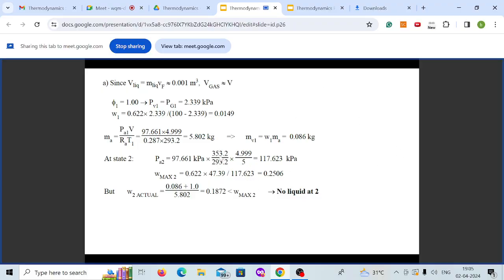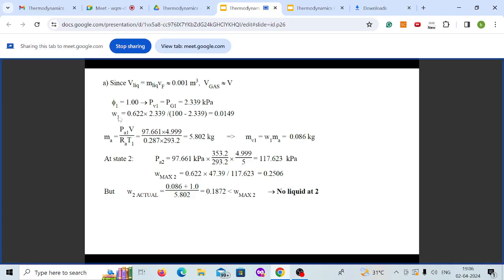Now we know the mass of liquid which is present. We can find the mass of dry air which is present. The mass of dry air, using the ideal gas equation, is PV by RT. The partial pressure of air is 100 minus the water vapor pressure, so 97.661 times the volume, which is 5 minus 0.001, that is 4.999, divided by R times T. R is 0.287, and the temperature is 20 degrees, so 293.2. This gives the mass as 5.802 kg. So this is the amount of dry air which is present.